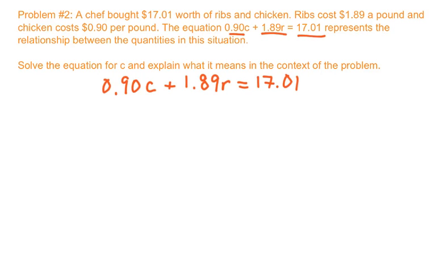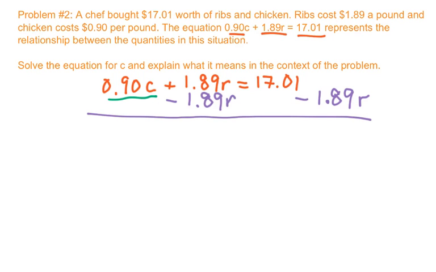So you can see that I've rewritten the equation, and because I'm going to be solving for the value of C, I'm just going to underline that term in order for me to keep track. So the very first thing I'm going to do, like I did in the first problem, is isolate and get C to be by itself. So in order for me to do that, the first thing I'm going to do is subtract 1.89r from both sides of the equation. You're going to remember that I cannot subtract 1.89 from 17.01 because they are not like terms.